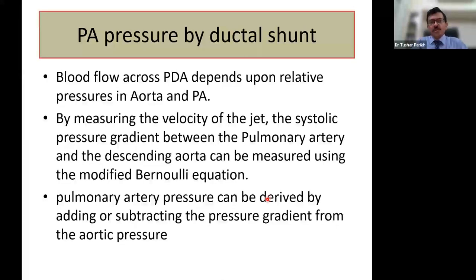So the blood flow across PDA depends upon relative pressure gradient between aorta and pulmonary artery. Now here we have to remember that the PDA has to be non-restrictive. The PDA has to be wide PDA. If there is a narrow or constricted PDA, this will not give you a good pressure. This will not give accurate pressure gradient across the PDA. So what you do is that measure the velocity of jet. The systolic pressure gradient between the pulmonary artery and the descending aorta can be measured. And pulmonary artery pressure can be derived by adding or subtracting the pressure gradient from aortic pressure.